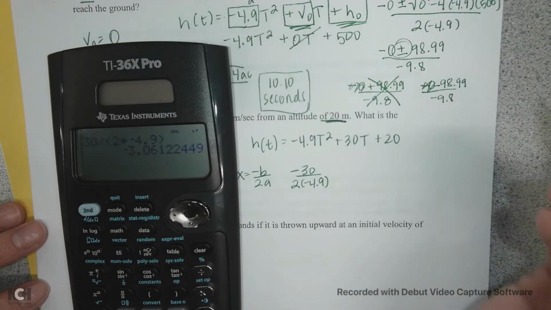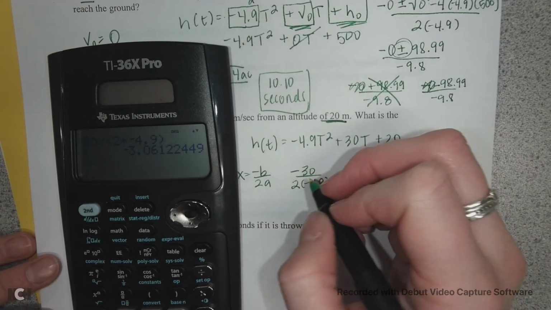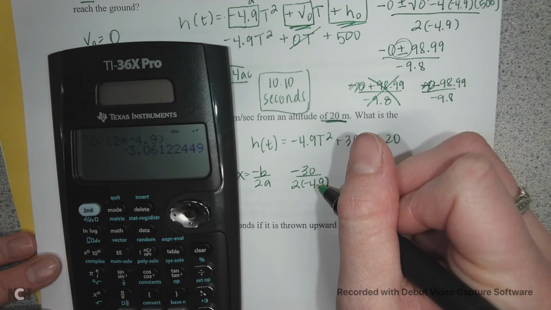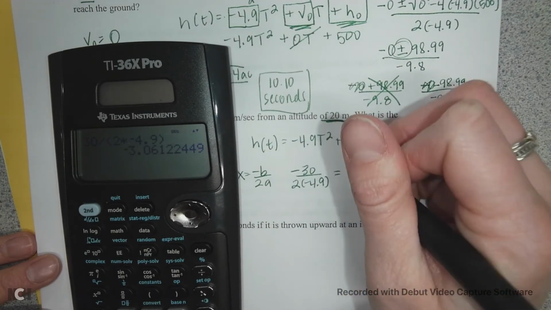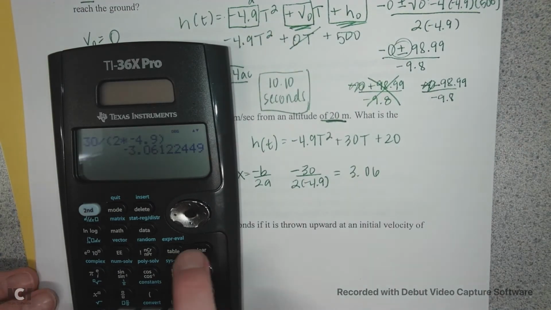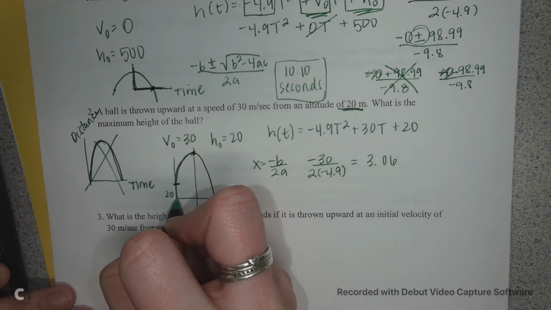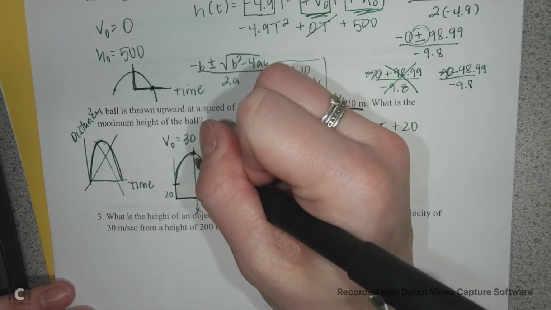Oh! My bad, I forgot a negative. Okay. Alright, so, let's see. My bad. This should be 3.06 because we're rounding, it should be positive. Sorry. Okay, then that's how long it took to get to the maximum height.